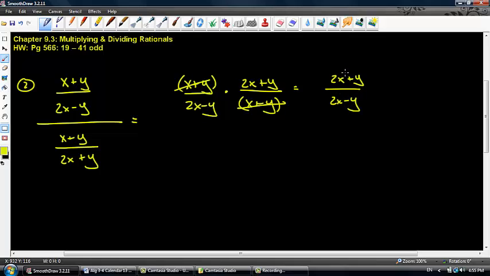Please do not do this. Right? That is not true. You cannot cancel the two x's. You cannot cancel the y's because they are being added and subtracted on top and bottom. This really is the answer. As distasteful as it is for you to leave it like that, you have to leave it that way. You cannot simplify this any further.